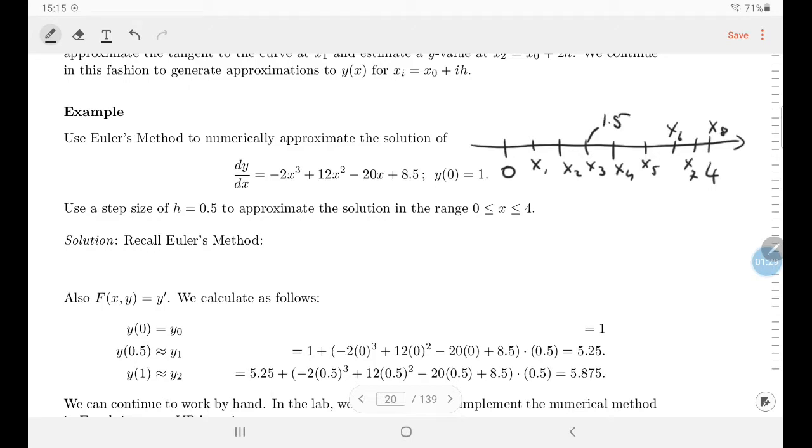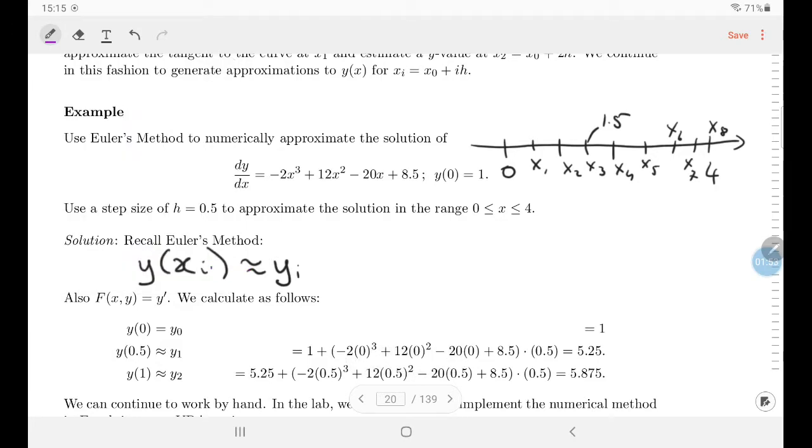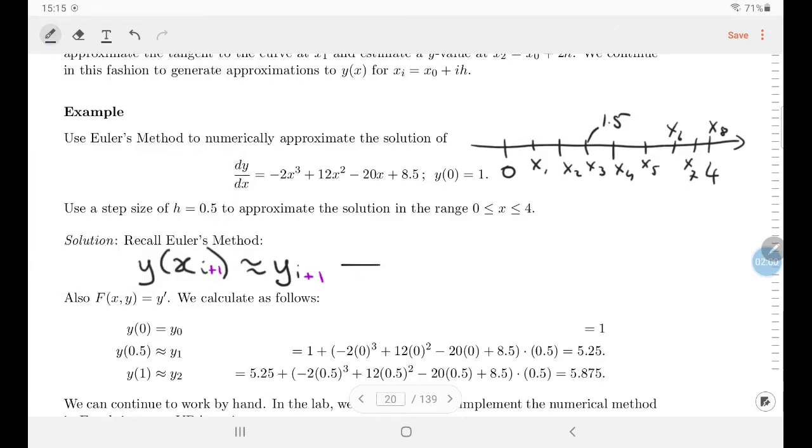Euler's method says if you've got a function that's defined on this, we can approximate the value at each point, which I'll call y of xi. It's approximately equal to what I'm calling yi plus 1. All this plus 1 really means is that it's the next point. And the y value at the next point is equal to the previous y value plus the step size.